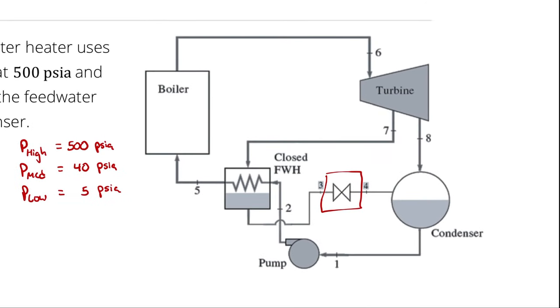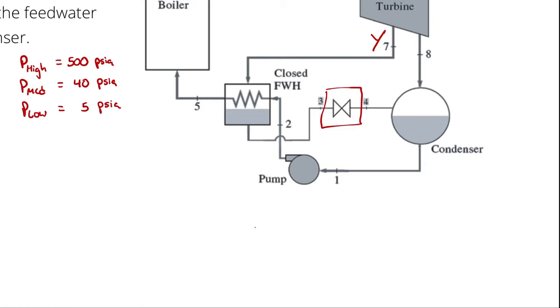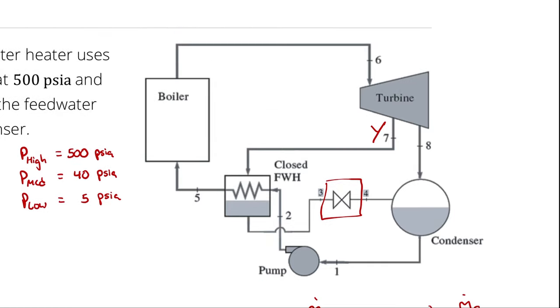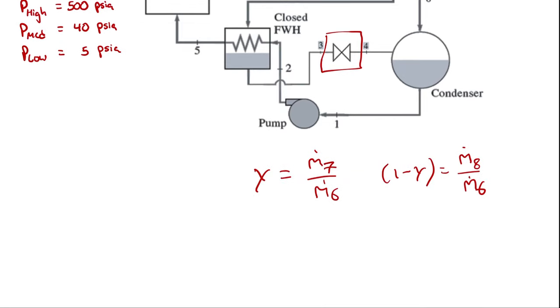Let me back up a second. We're defining Y as the mass flow rate that leaves the turbine early. So I'm calling Y m.7 over m.6, and then the remainder, 1 minus Y, is m.8 over m.6. And I recognize that 1, 2, 5, and 6 are all the same, and they are all the mass flow rate through the cycle.